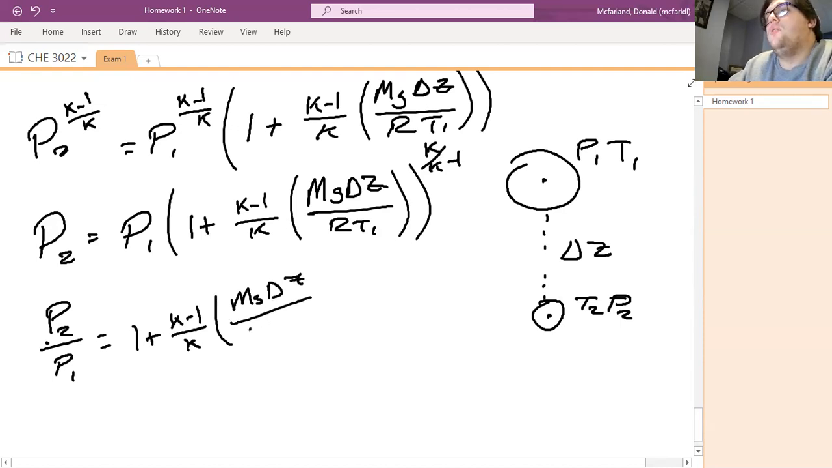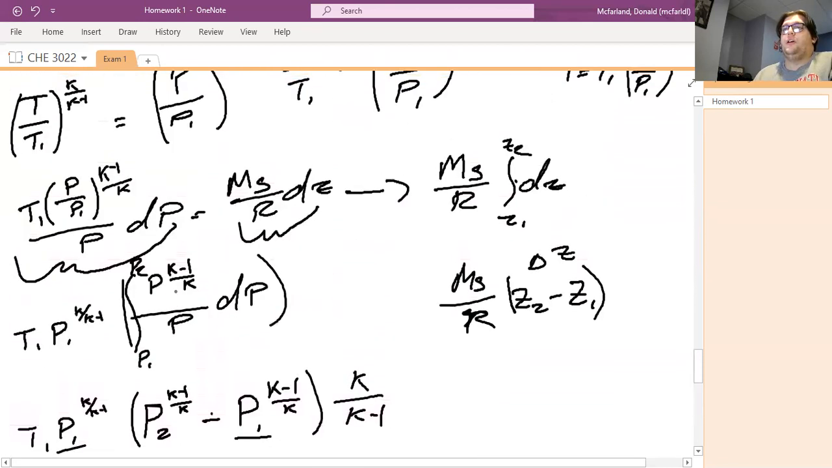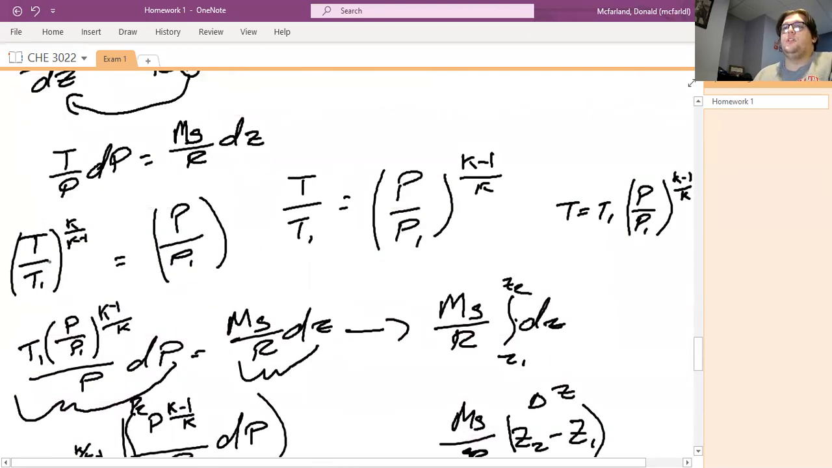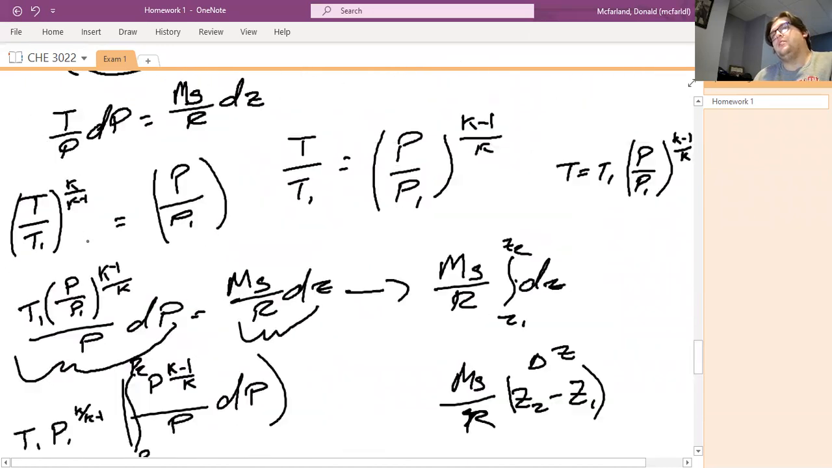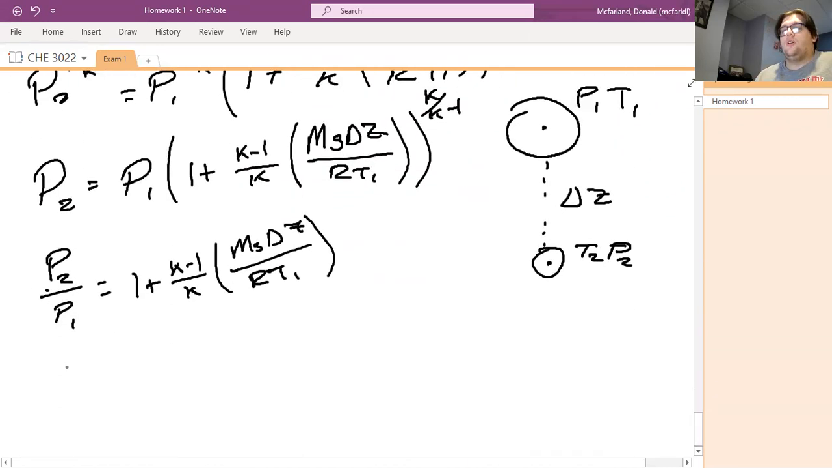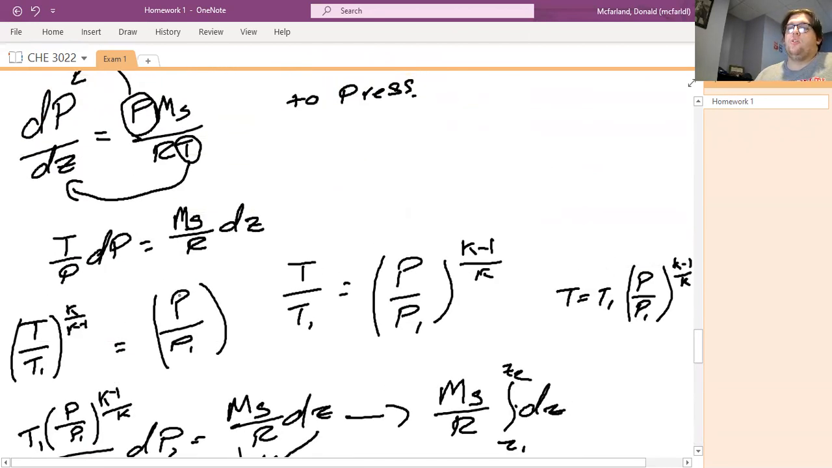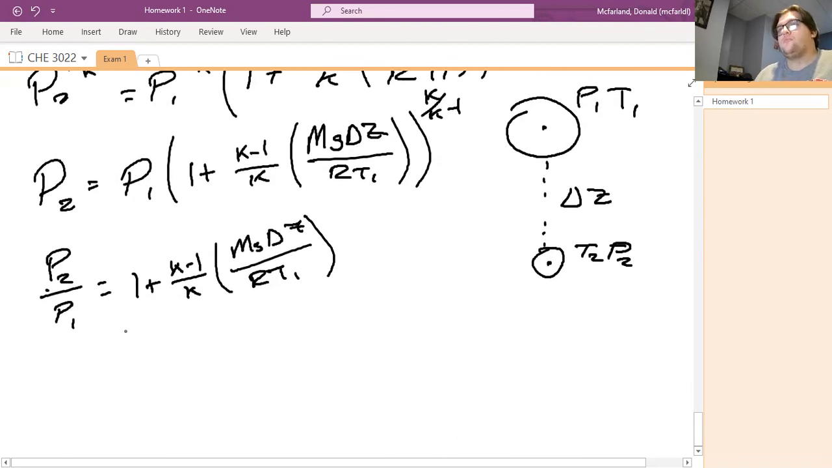Gz over RT1. Now this expression P2 over P1 should look extremely familiar. That's because it's the same thing as up here. The T over T1, except now we have T2 on top. So that means our corresponding temperature will be T over T1 raised to K over K minus 1. Just forgot to put that there.